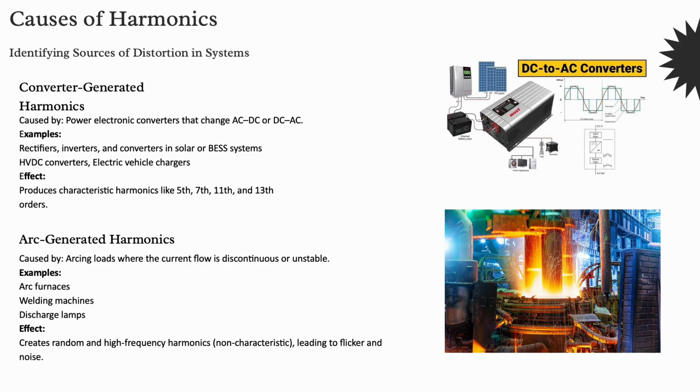When we talk about converter generated harmonics, these come from power electronic converters such as rectifiers, inverters and HVDC systems. They generate specific harmonic orders like 5th, 7th, 11th and 13th. Next is arc generated harmonics. These arise from unstable loads such as arc furnaces or discharge lamps, which produce random and high frequency harmonics, leading to flicker and electrical noise.